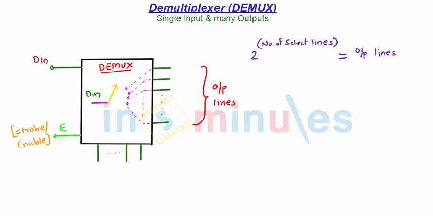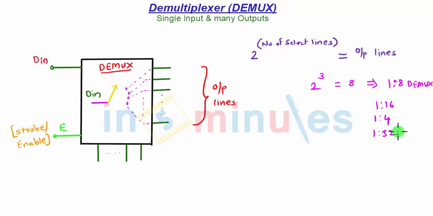Depending upon the select lines, how many output lines it can distribute the data over is easily calculated using this formula: 2 raised to the number of select lines is equal to the output lines. If I take 2 raised to 3 select lines, then it will be 8 output lines, and the demux will be called a 1:8 demux. With the help of this formula, you can calculate 1:16, 1:4, 1:32. Likewise, you can get the different demux.